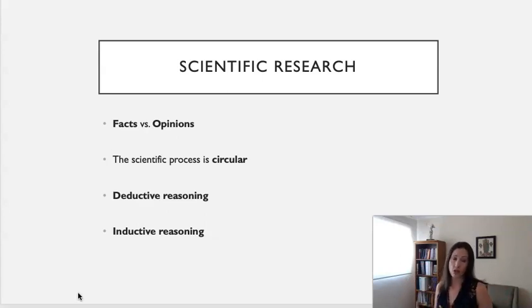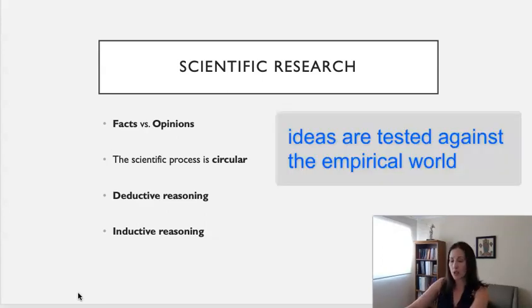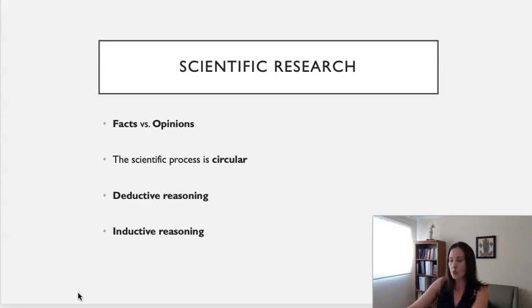When you're doing research, there's two types of reasoning you can use, deductive or inductive. Deductive reasoning is when ideas are tested against the empirical world, and it begins with a generalization. So you have a hypothesis, and then that is used to reach a logical conclusion about the world. If the hypothesis is correct, then the conclusion that you reach will be correct. So when we think about deductive reasoning, this is things like if-then statements. If this is true, then that must be true as well.